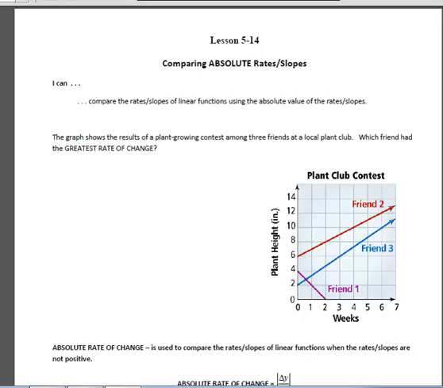Hello, welcome to the video notes for lesson 5-14. This begins on page 77 in your notes packet from your binder. And this lesson is about comparing absolute rates or slopes.